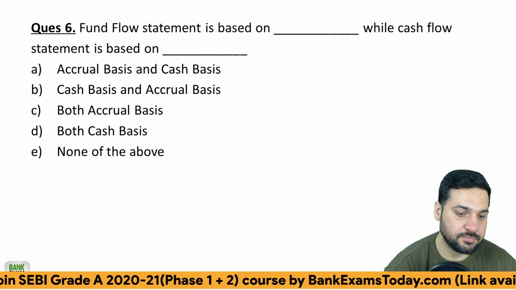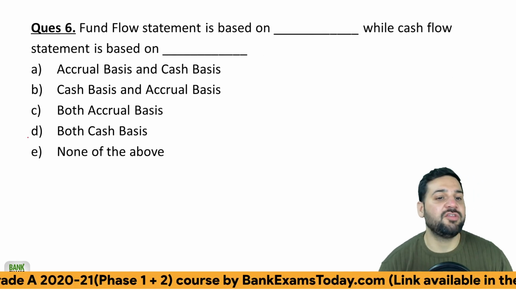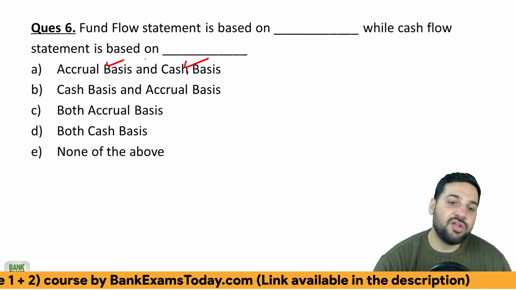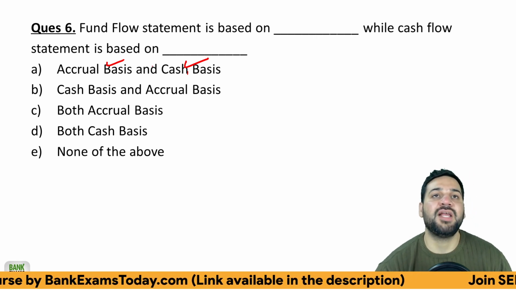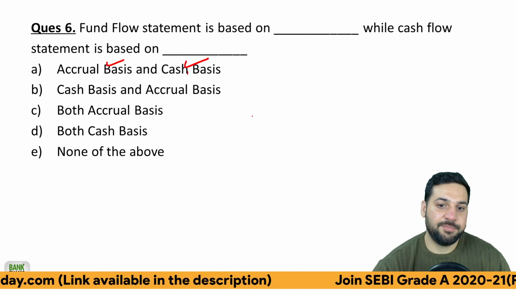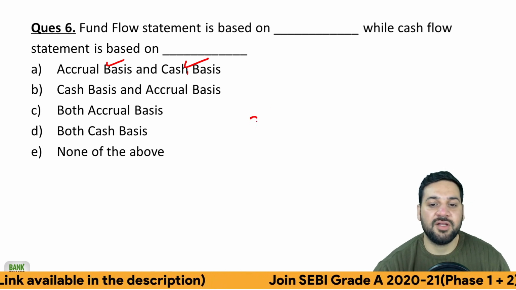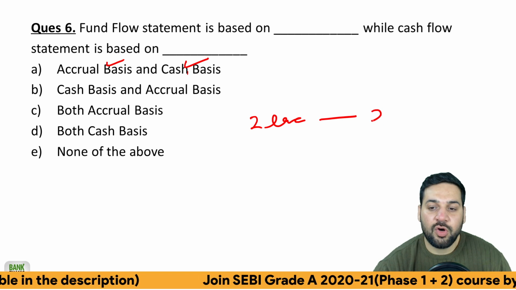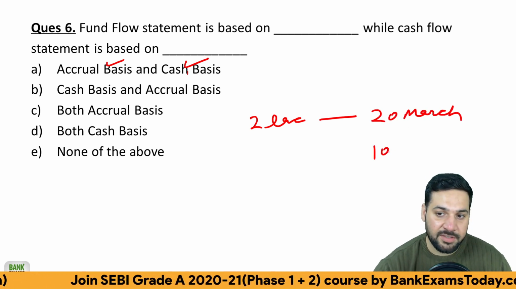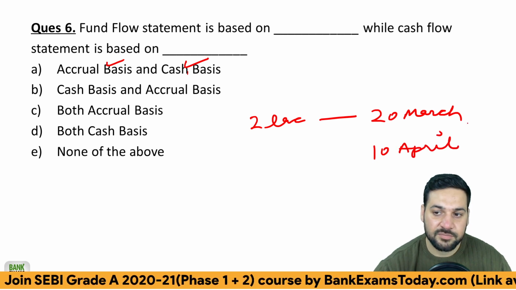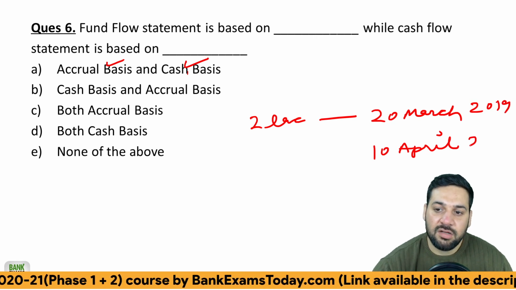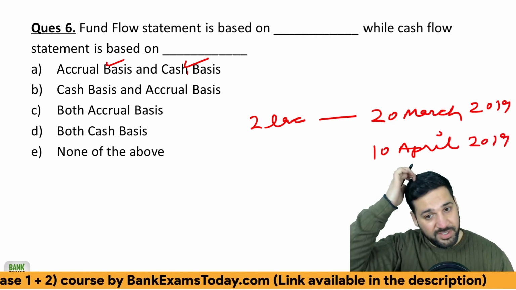It's false. Fund flow statement is based on accrual, while cash flow statement is cash basis. What is accrual basis? Let's say I'll give you a good example. You made a sale of 2 lakh rupees on 20th of March 2019, while you received the payment on 10th of April.